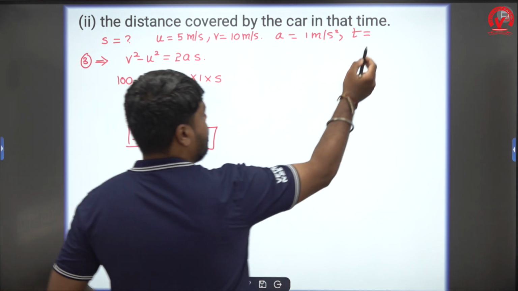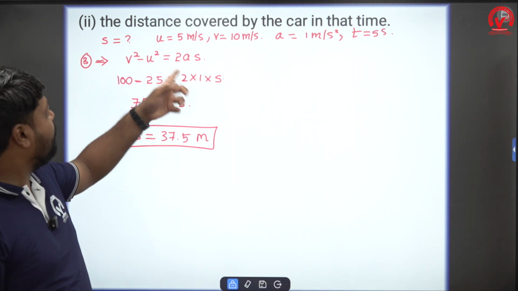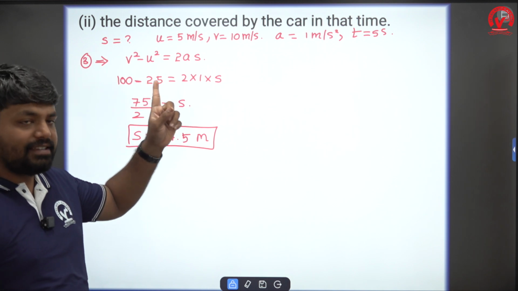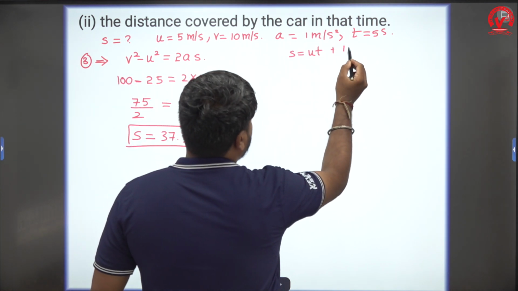So if the given value is t, is equal to how many seconds? t is equal to, I think, 5 seconds. Okay, so as in the previous case, the time is 5 seconds. So we can use s is equal to ut plus half at squared also.